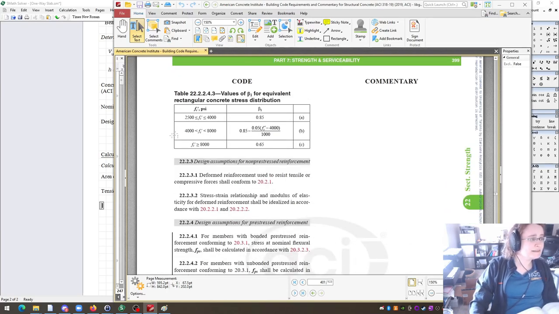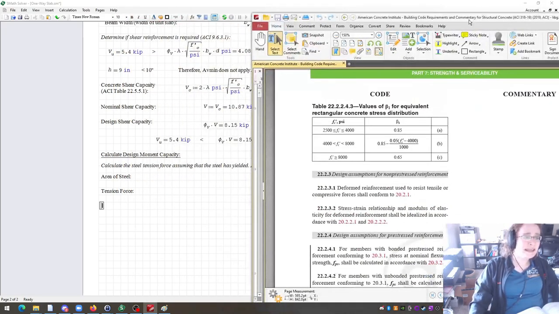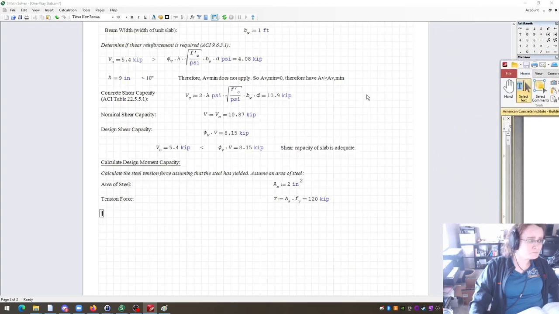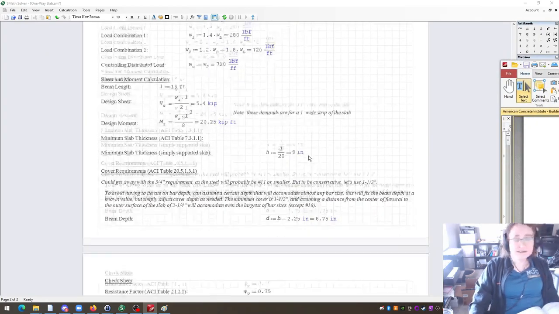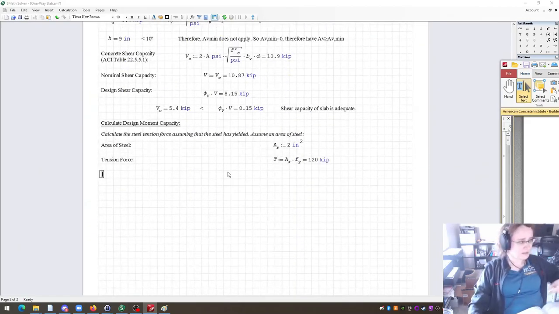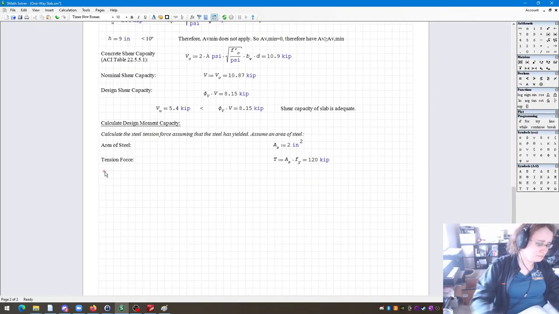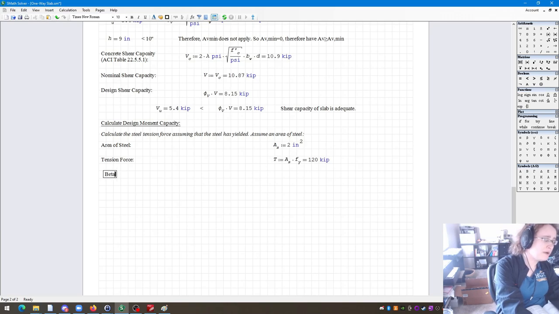Here are our beta values. For 2500 to 4000 psi, beta 1 is 0.85. We have an f'c of 4500, so we're going to be in that middle zone. Beta 1 value.